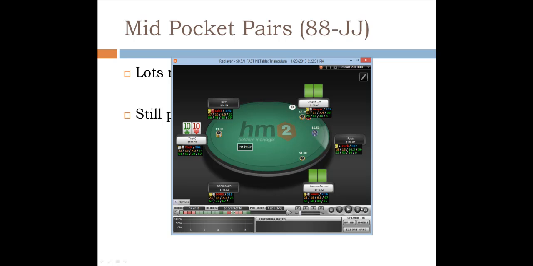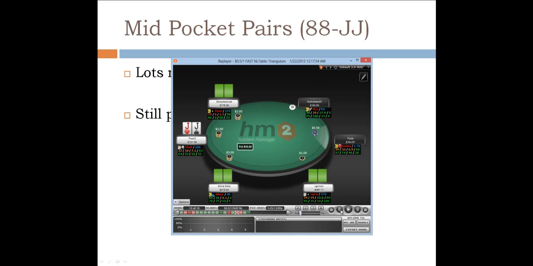Pocket tens versus a very small raise, very deep, pretty easy call. Check call. Check call again. And take it down. So pretty straightforward check call down there. The jacks, I mean, he's certainly going to be barreling a lot of air on that jack.